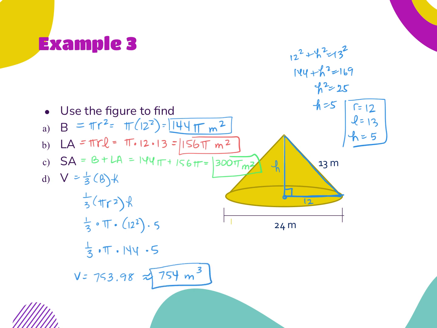And so that's how you solve it. You just find your missing pieces. You need to know for surface area, you need to just know your radius and your slant height. For volume, you need to know the height.